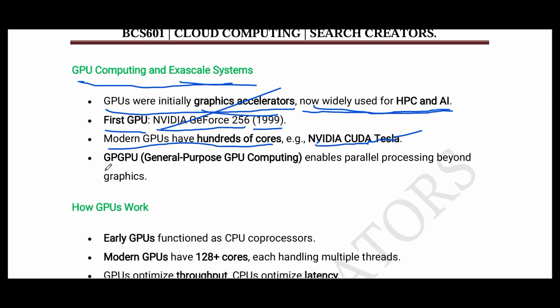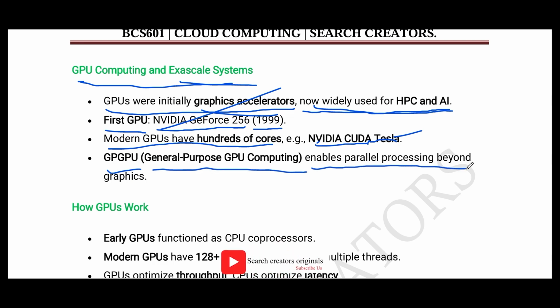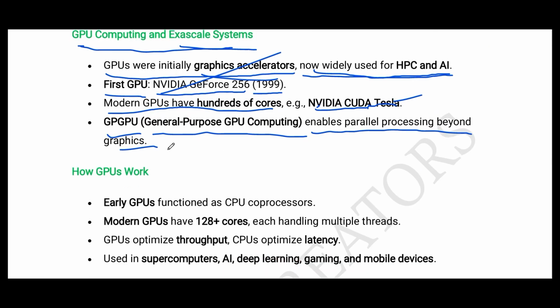Next is GPGPUs, which stands for General Purpose GPU Computing. It enables parallel processing beyond the graphics. It provides the facility for parallel processing beyond the graphics also.